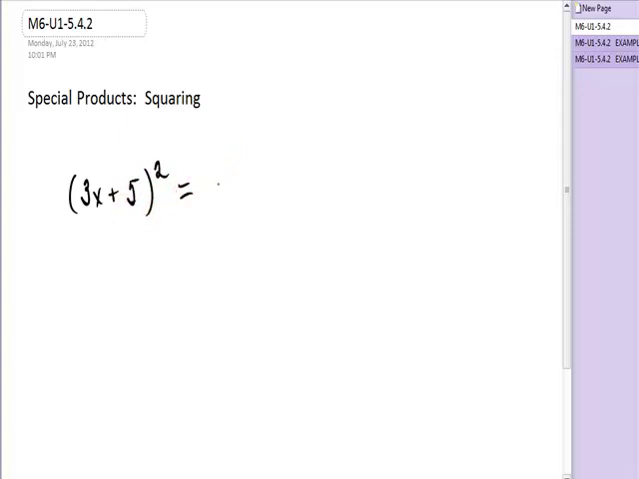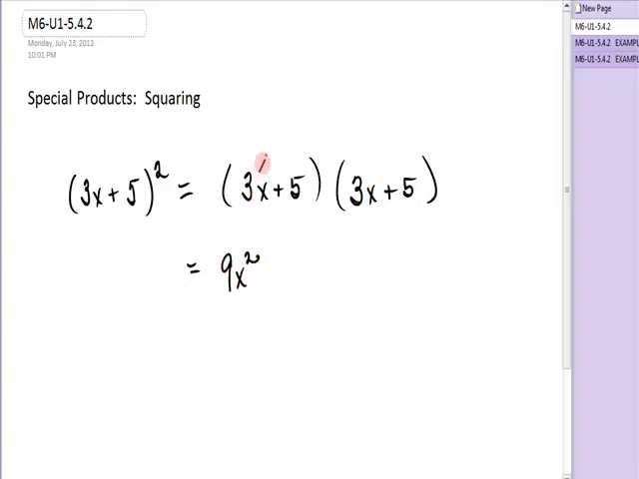You could say, oh, okay, to square that means to multiply 3x plus 5 times 3x plus 5. And because it's binomial times binomial, I could be using FOIL. The product of the first, 3x times 3x, is 9x squared. The outer product is 15x. The inner product is also 15x. So I could have just doubled the 15x to make it 30x. The product of the last, 5 times 5, is 25.